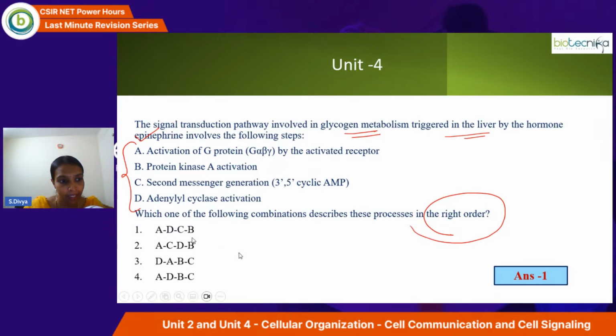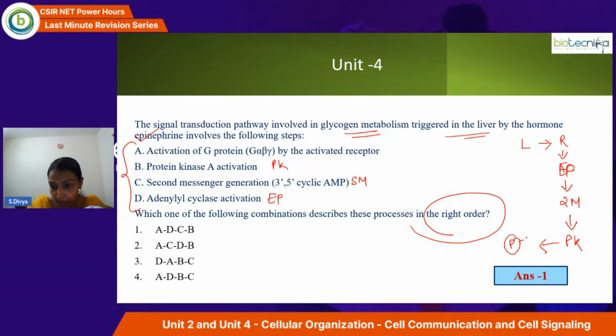The correct answer is ADCB. That means first your G protein has to be activated. Then comes your effector protein, then your second messenger, then your protein kinase. Remember, as background: when a ligand binds to the receptor, AC gets activated, that is the effector protein, which leads to the second messenger, which gives rise to protein kinases. The kinase will phosphorylate the target proteins to generate a cellular response, and finally it leads to termination. That is what it is.